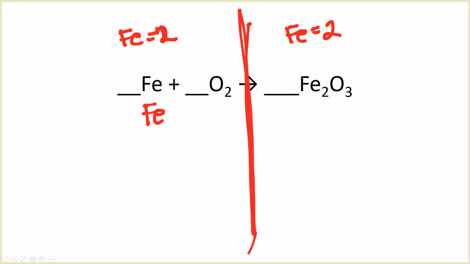So we're done with the Fe. Let's move on to the next element, O. On the left side, I have 2 O's. On the right side, I have 3 O's.